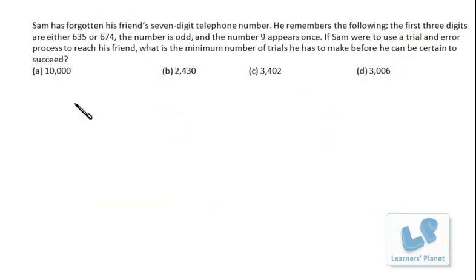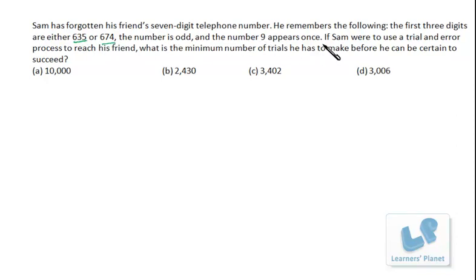Now let's try this interesting problem. Sam has forgotten his friend's 7-digit telephone number. He remembers the following. The first 3 digits are either 635 or 674. The number is odd and the number 9 appears once.